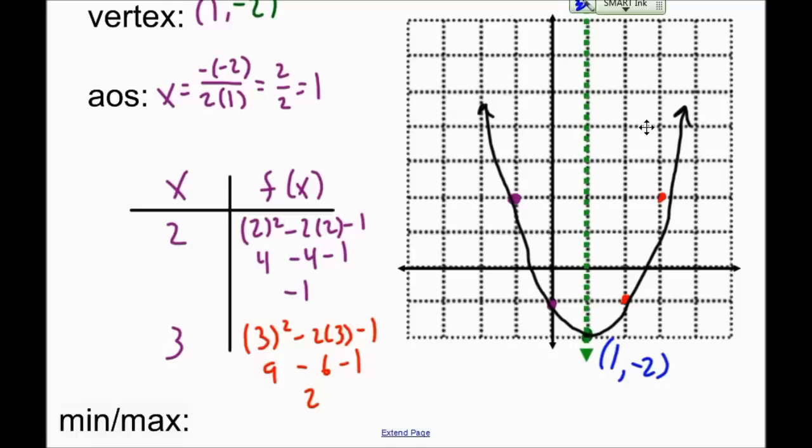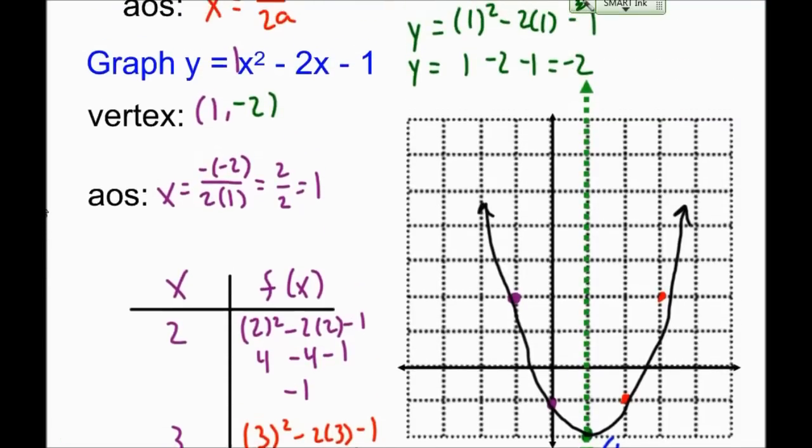Now, if I have a graph that opens down, it's going to look like a roller coaster, and the top of my roller coaster is going to be my maximum value. So in this case, I have what looks like a bowl or a half pipe. So this is my minimum value. The minimum is located at the point 1, negative 2, which happens to be my vertex. So my minimum value, in this case, is negative 2.